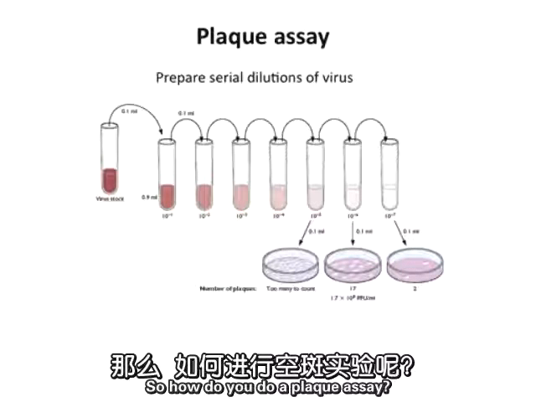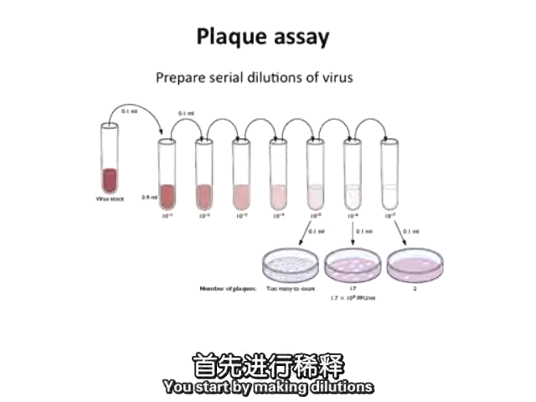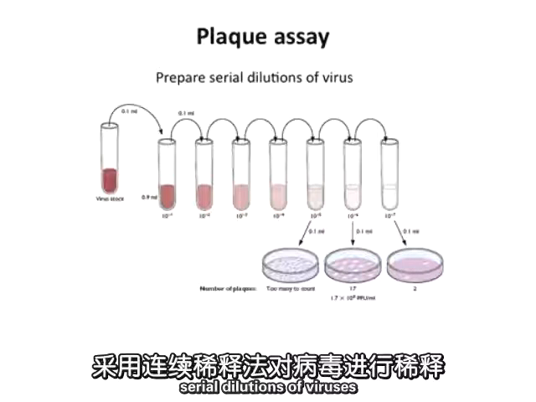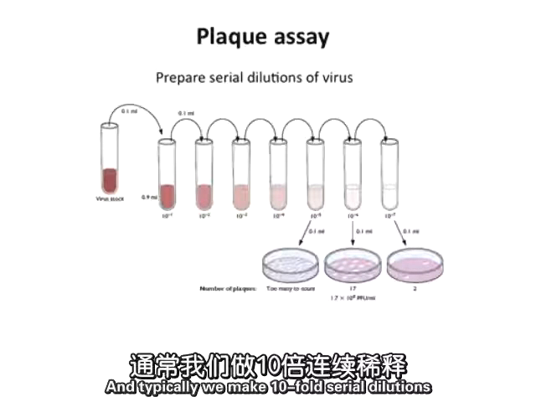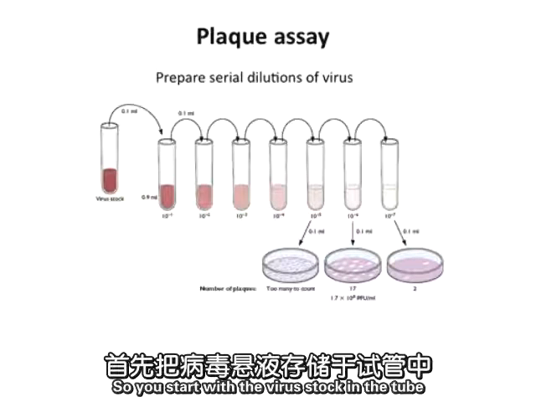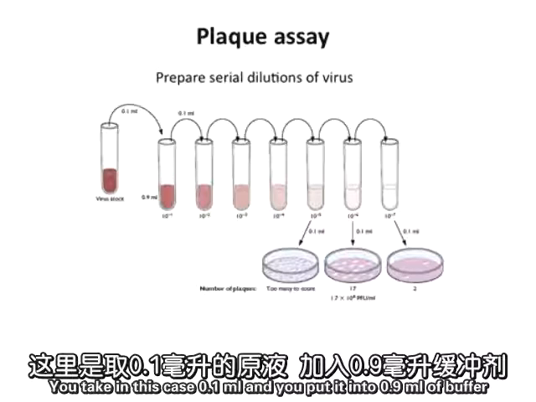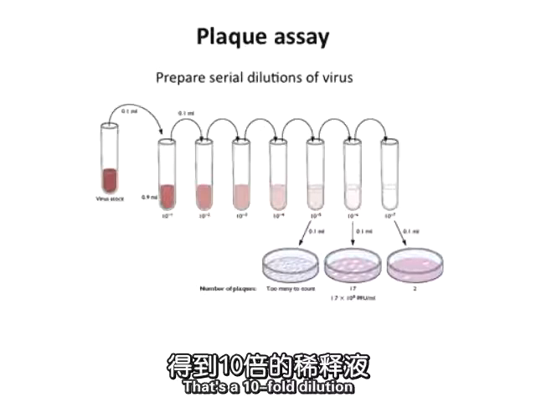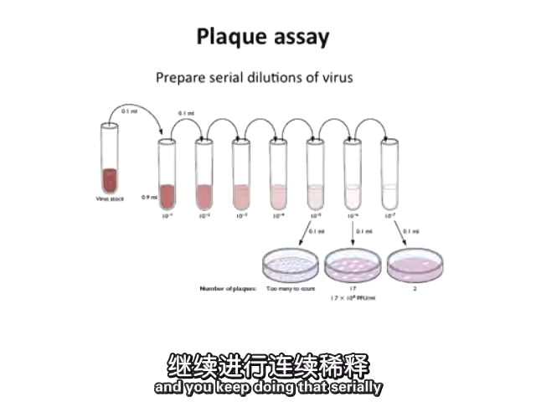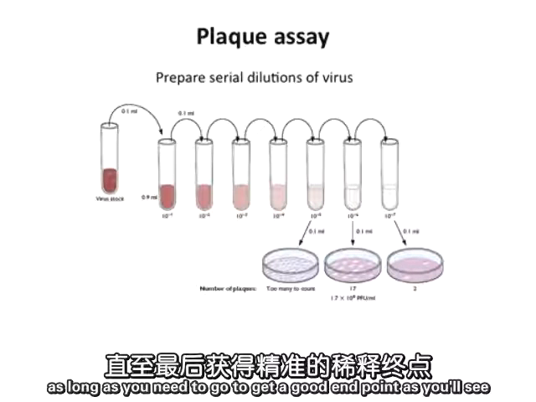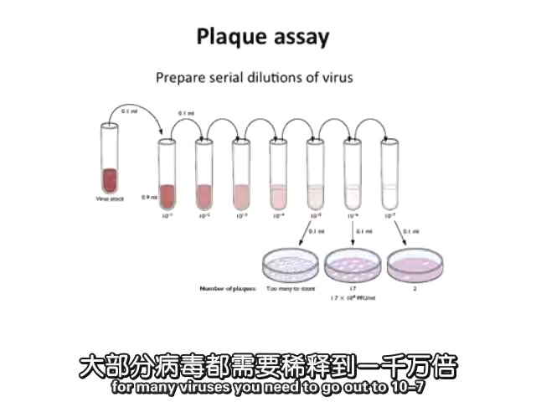So how do you do a plaque assay? You start by making dilutions, serial dilutions of virus, and typically we make 10-fold serial dilutions. So you start with a virus stock in a tube. You take, in this case, 0.1 ml, and you put it into 0.9 ml of buffer. That's a 10-fold dilution. And you keep doing that serially as long as you need to get a good endpoint, as you'll see. For many viruses, you need to go out to 10 to the -7th.